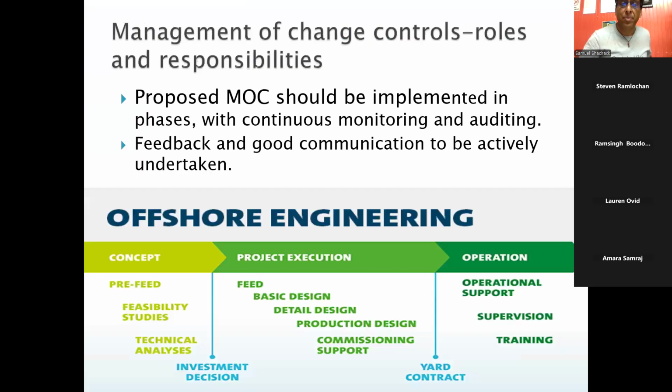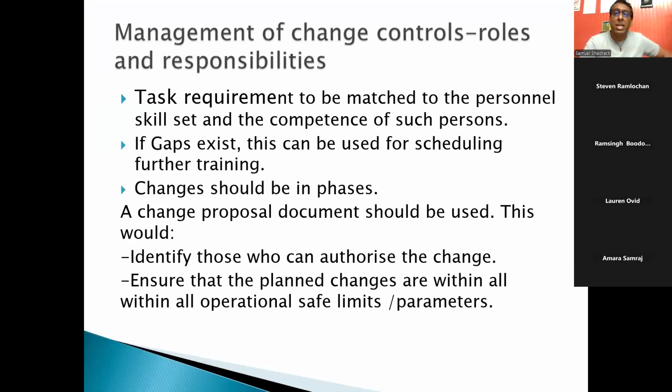Let me see if there's any more. I can read this one, right? Let's read these two. So management of change, role and responsibility. So task requirement to be matched to the personnel skill set and the competence of such persons. If a gap exists, this can be used as scheduling further training. Changes should be in phases. So all of this is just general statements, right? A change proposal document should be used. This would identify those who can authorize the change, ensure that plan changes are within all operational safe limits.